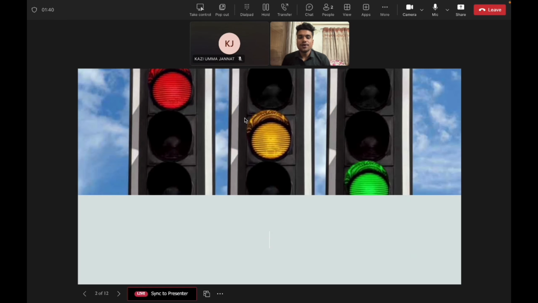Today, I will be presenting a project where we use a 555 timer IC to build a simple working model of a traffic light. The project helps us understand how timing circuits can be used in real life applications like controlling traffic lights.